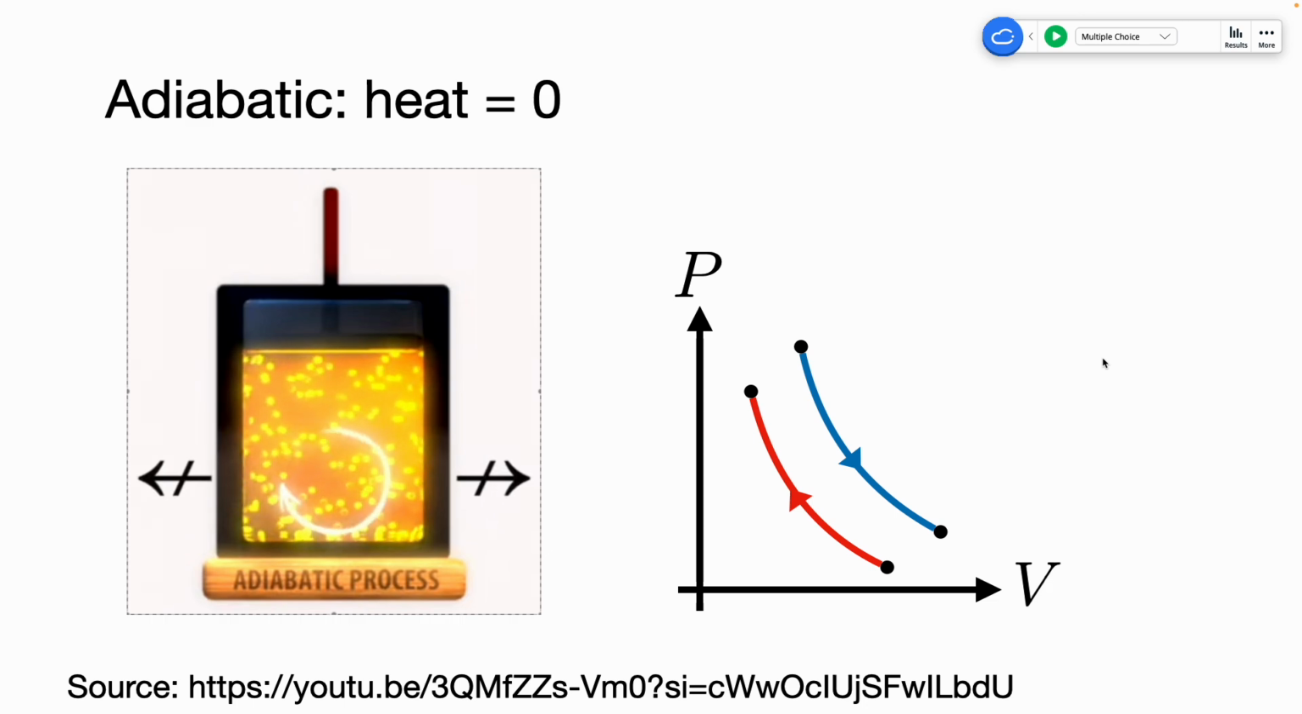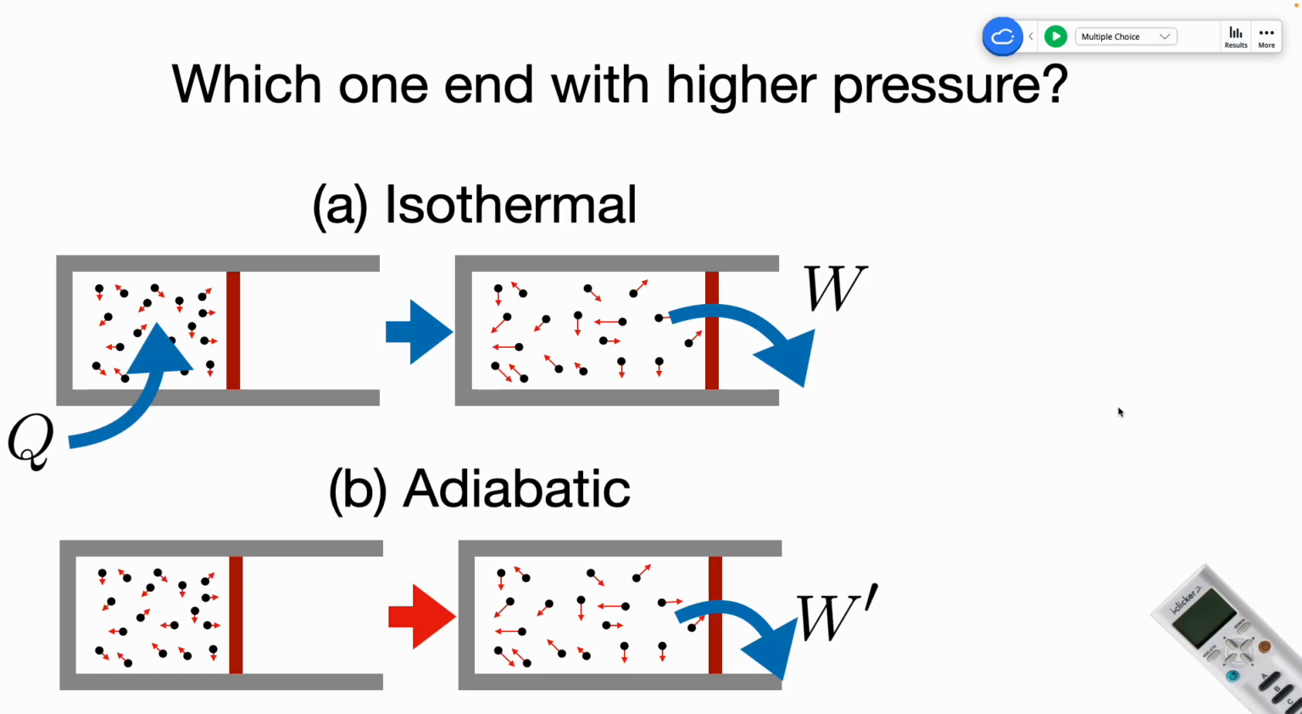Okay? Now is the time to brainstorm. Let's compare isothermal and adiabatic. For the same change of volume, where I expand the gas in the same way, which one will end up with a higher pressure? Should it be isothermal or adiabatic? Adiabatic means no heat, so there's no heat. For isothermal, heat can flow in.